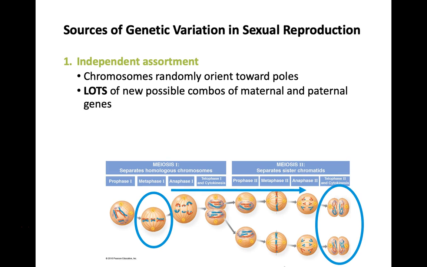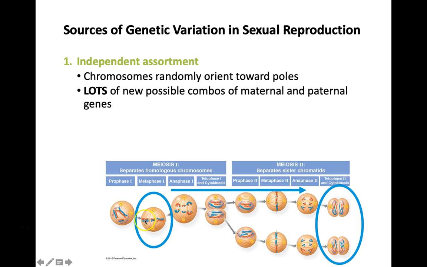So sexual reproduction is really important in that it produces genetic variation in a population. And there are several sources of genetic variation in the process of sexual reproduction. So I've highlighted one of them here. The first that we're going to talk about is independent assortment. And keep this phrase in your mind because we're going to come back to it next week in chapter 11. In independent assortment, chromosomes randomly orient themselves toward one pole or the other.